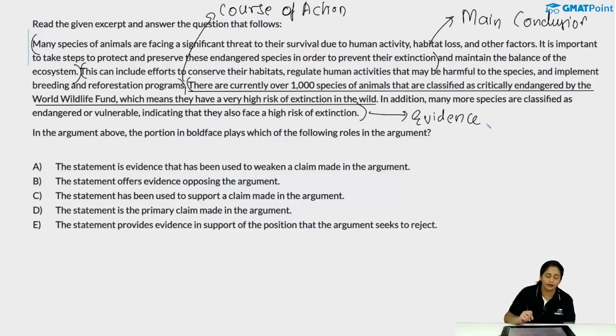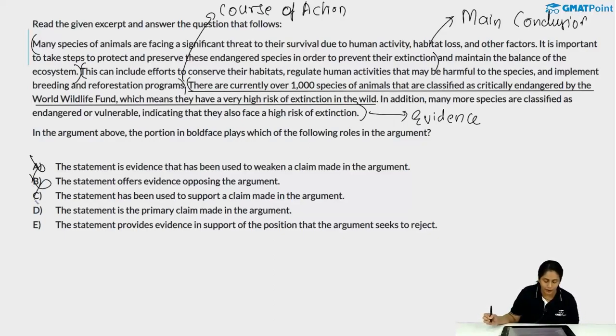Now that we know the role played by those lines, let's take a look at the options. In the above argument, the portion in boldface plays which of the following roles? A: The statement is evidence that has been used to weaken a claim made in the argument. No, it is strengthening the claim, not weakening it. The main argument is that we have to do something to prevent the extinction of species. So A is incorrect. B: The statement offers evidence opposing the argument. No, it offers evidence supporting the argument. So B is also incorrect.